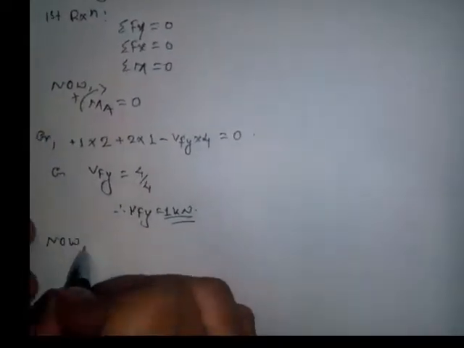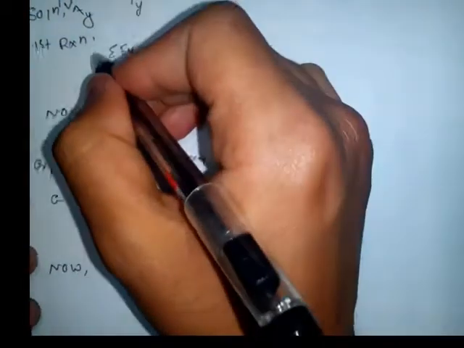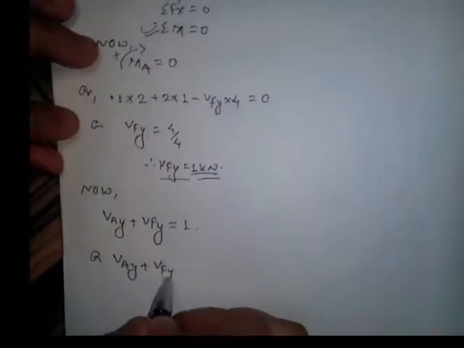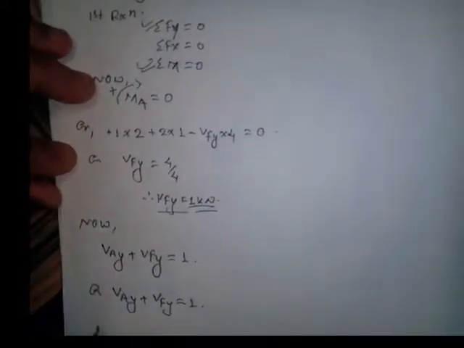Now we already used moment, so let's now use the Fy direction, that is the vertical direction. That means VAY plus VFY is equal to the vertical load, which is only 1 kilonewton. As we already got VFY, it would be VAY plus 1 equals 1, so VAY is 0. Now we come to the next step.